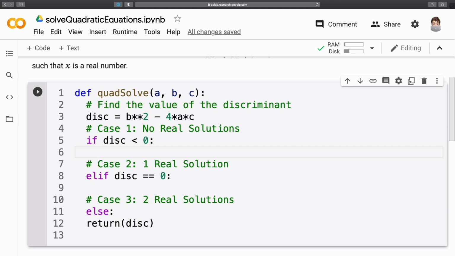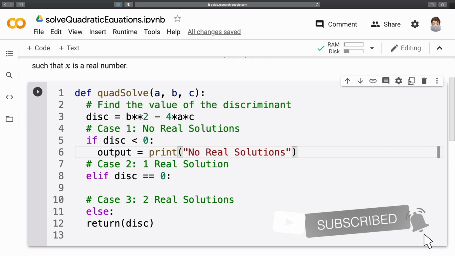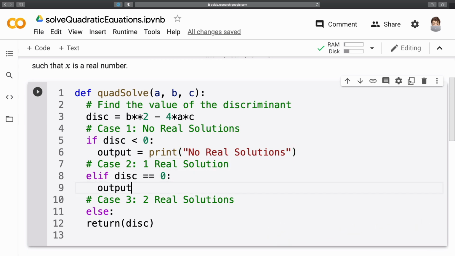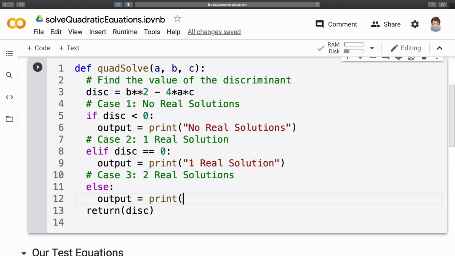So if the value of the discriminant is less than 0, right now we are just going to output a print statement, and the print statement is going to have the string no real solutions. Now if the value of the discriminant is equal to 0, we have one real solution, so we are going to print one real solution. And well, what's left? Two real solutions. So we would output the print statement, two real solutions. Now we're going to have to change the value of the return from disk to output.